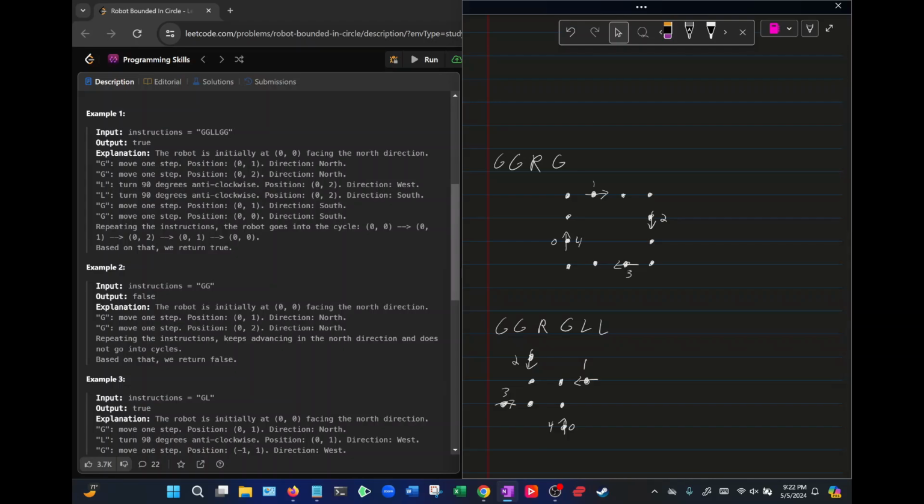So all that matters is that you're facing forward and you end up not where you started after one run through the instructions. And if that is true, then you're not going to form a cycle, and so you'll return false. Otherwise, you will return true. So we could just go ahead and implement the logic for this.